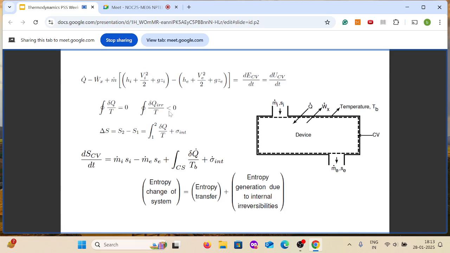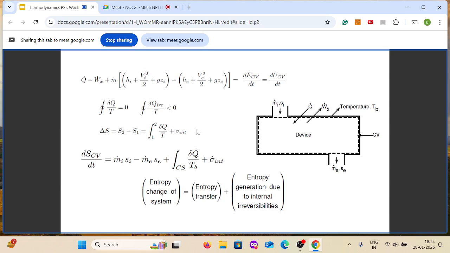So instead of going through a cycle, what if we write it for a process happening from state 1 to state 2? It can be any process: isothermal, adiabatic, whatever. So how do you write an entropy change? Again, instead of the cyclic integral, we change it to a single integral between 1 and 2, and that, along with the internal entropy generated, is equal to your change in entropy. So this is for a process.